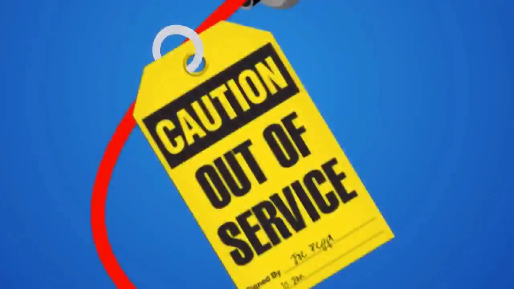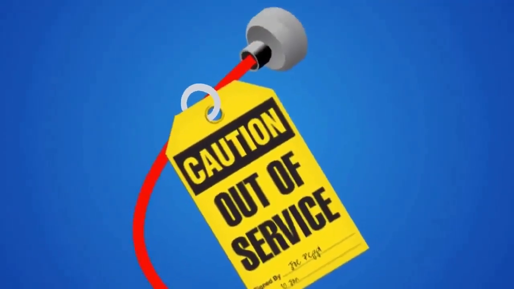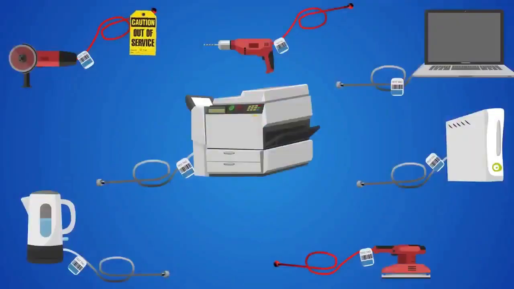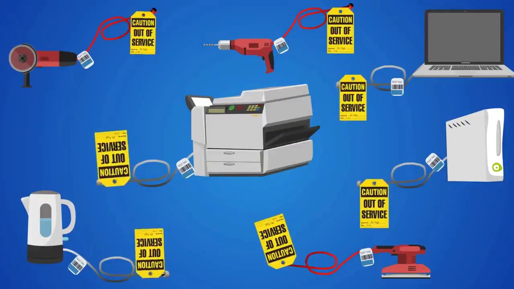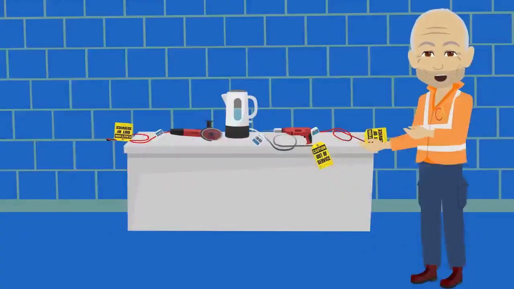An out-of-service tag must not be confused with a danger tag. While a danger tag protects personnel, an out-of-service tag is used on faulty equipment. Only the person repairing the equipment or supervisor can remove an out-of-service tag.